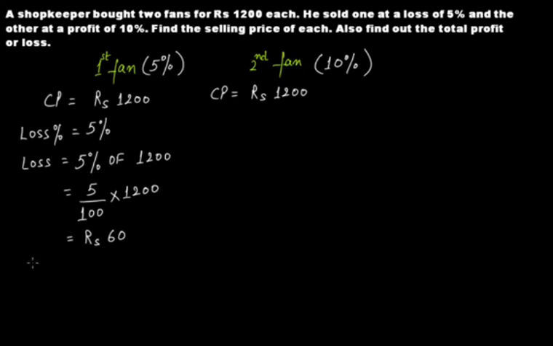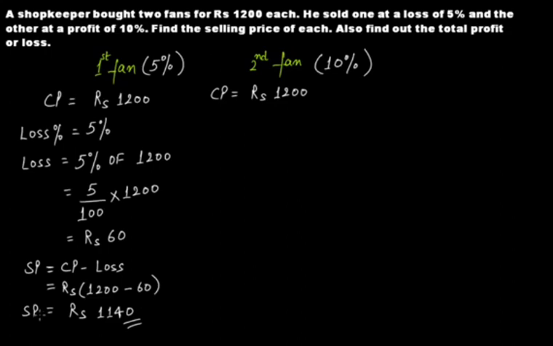Now clearly the selling price in this case will be cost price minus loss. So the cost price is rupees 1200 and the loss is rupees 60. So you get the selling price of this first fan as rupees 1140. Right? This is the selling price of this fan. Let this be selling price 1. Now let's calculate for this one.